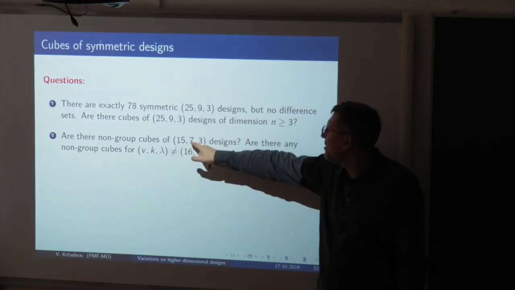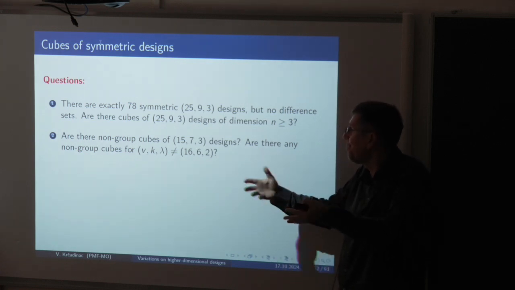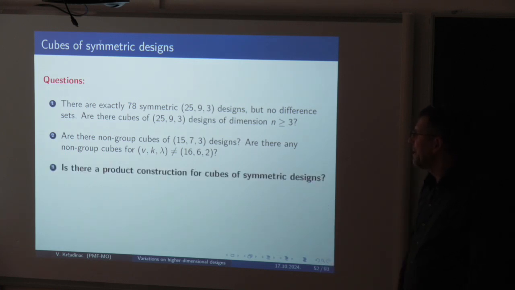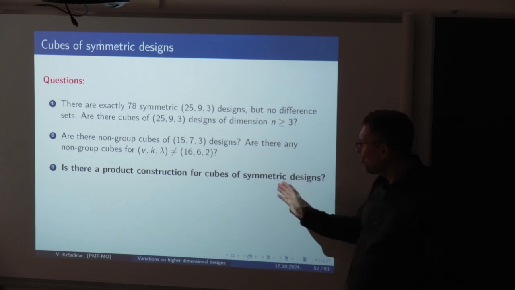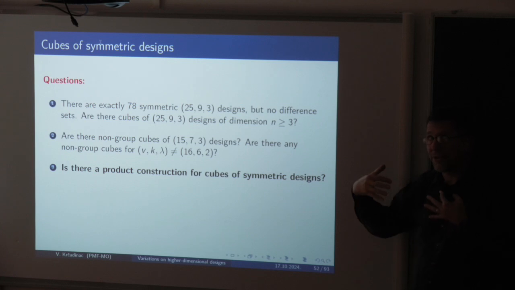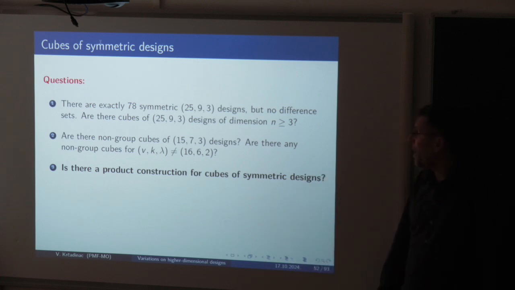A frustrating one is 15, 7, 3, which is smaller. You should be able to do it there by computer, but we didn't manage to find any. So this is the only example where we do have non-group cubes for these parameters. The most obvious question would be, is there a product construction for cubes of symmetric designs, as there is for proper Hadamard matrices? I don't know. I tried, it might be obvious, maybe I'm missing something obvious, but I don't know.